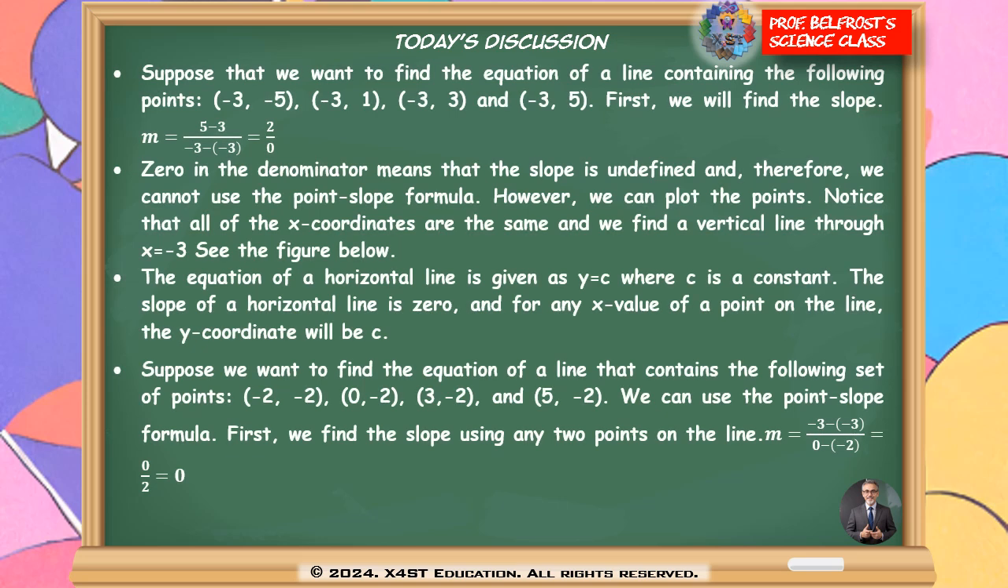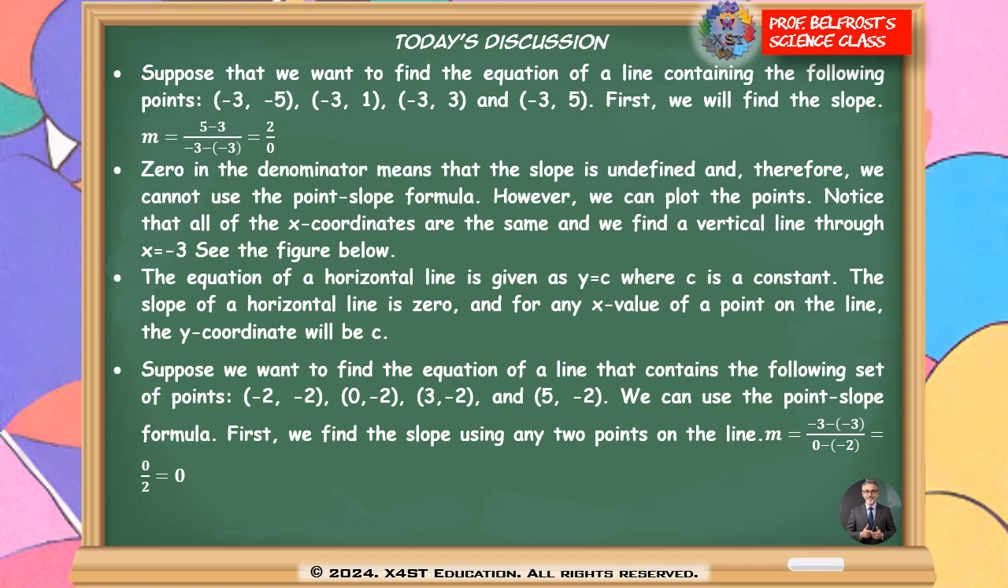So suppose that we want to find the equation of a line containing the following points. There are 4 points here. So first we will find the slope. Okay, try to find the slope. And we get that it results in undefined. It means that we cannot use the point slope formula. But we can plot these points because we know that this is indeed a vertical line, which has the x value equal to -3.